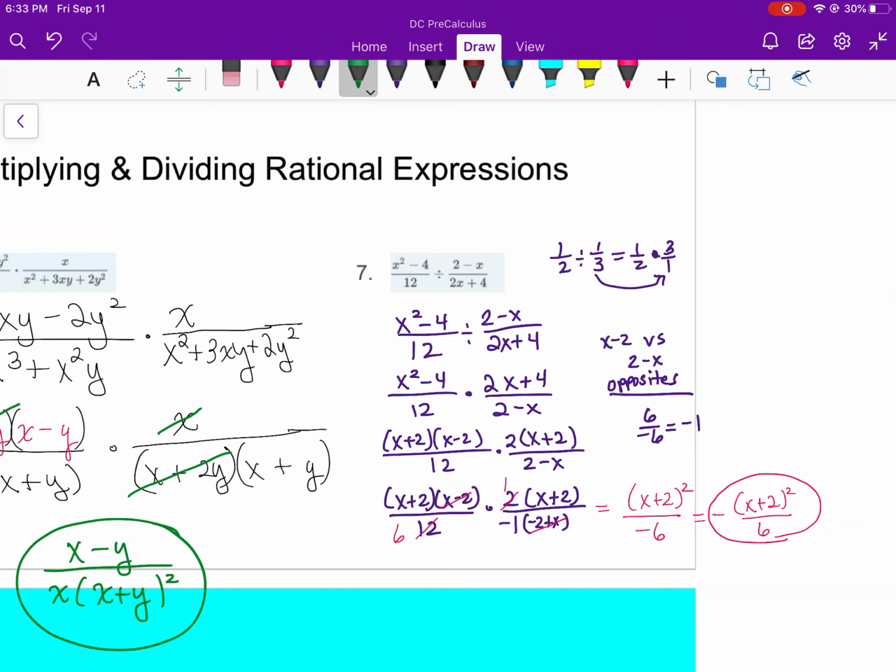For number 7, when we went through the process, we saw that we had an x minus 2 and a 2 minus x. So to get those to be the same, we factored a negative 1 out of 2 minus x. That gives us x minus 2, and then we can cancel those out.